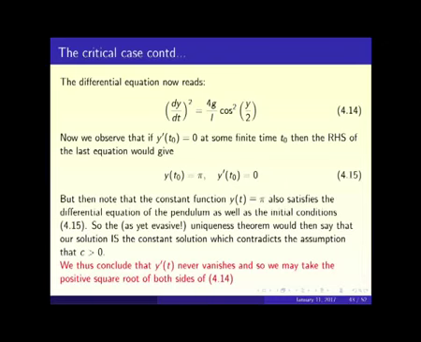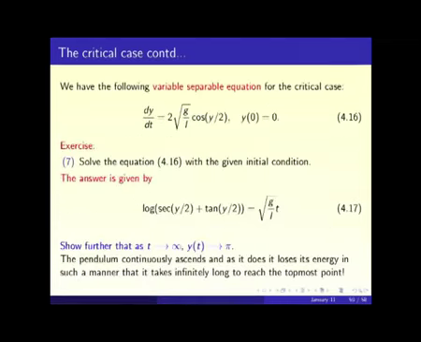So, we conclude that y'(t) never vanishes, and we may take the positive square root of both sides of 4.14. So, we have the following variable separable equation for the critical case: dy/dt equals twice root(g/L) cos(y/2) and y(0) equal to 0. Let us try to solve equation 4.16 by separating the variables. Bring the cos(y/2) on the left hand side and integrate. You get log of sec(y/2) plus tan(y/2) equals root(g/L) t.